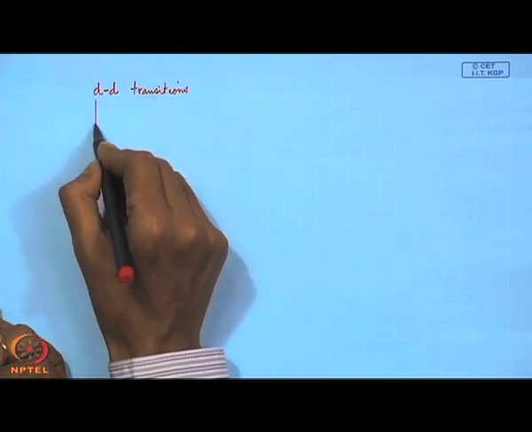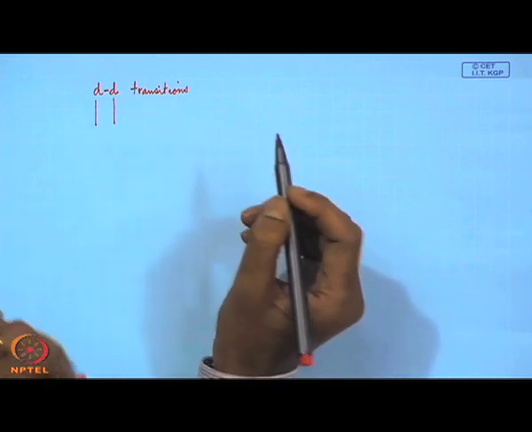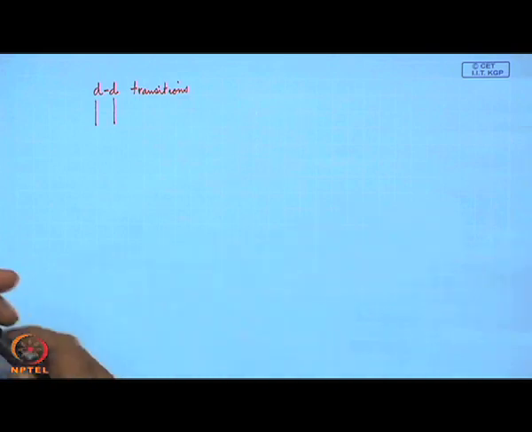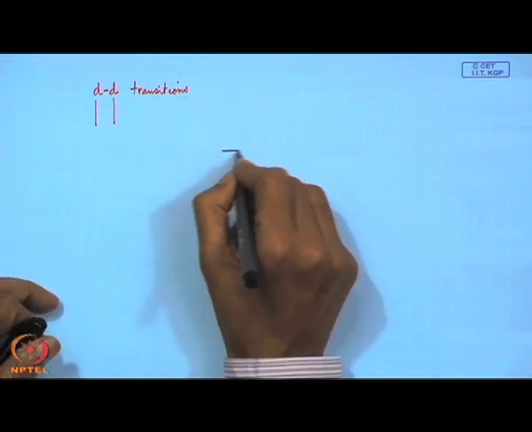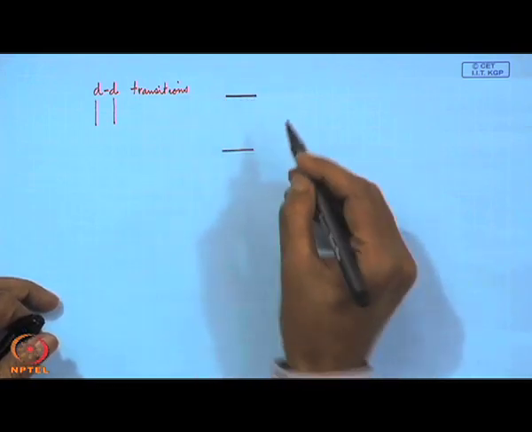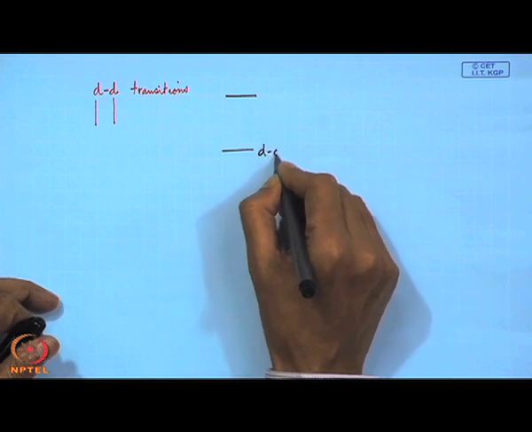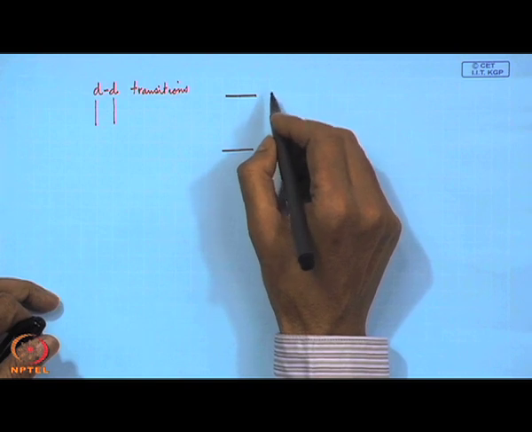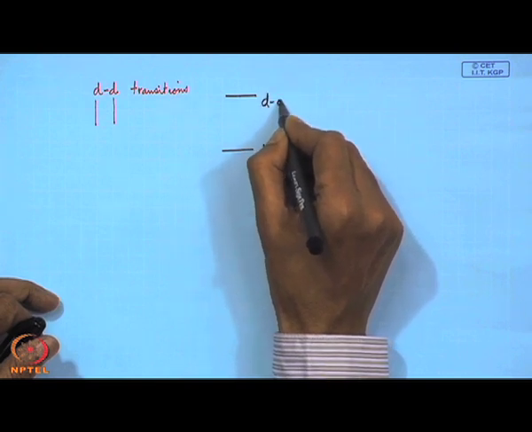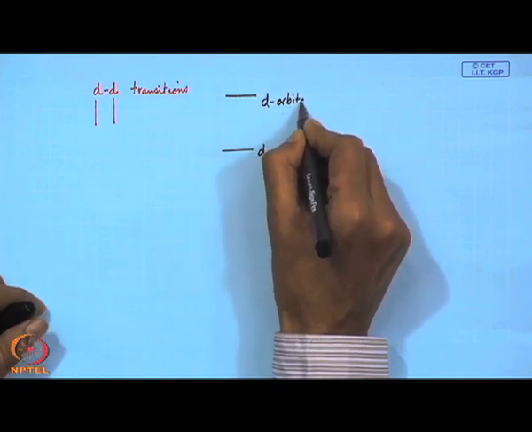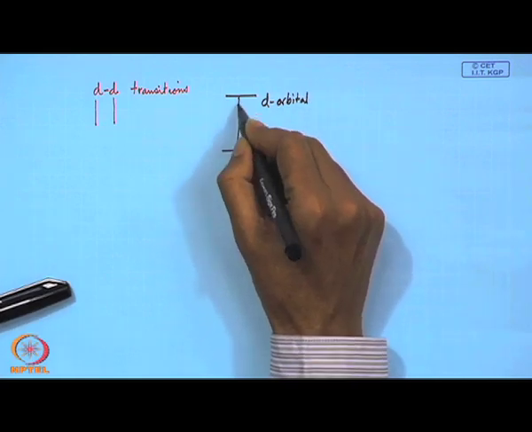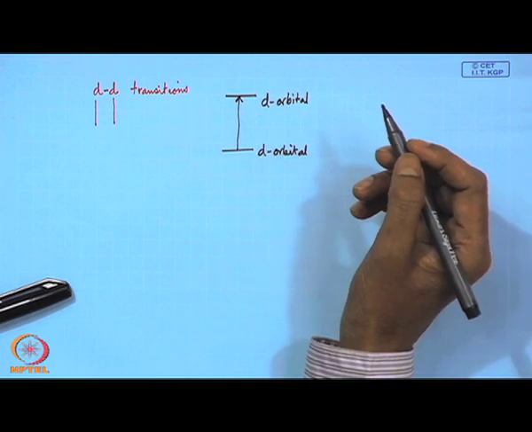So, one d level is involved and another d level is involved for the excited state. So, one is E1 and another is E2. So, if we just consider that this is d orbital based, and this is also d orbital based, and the transition is taking place.